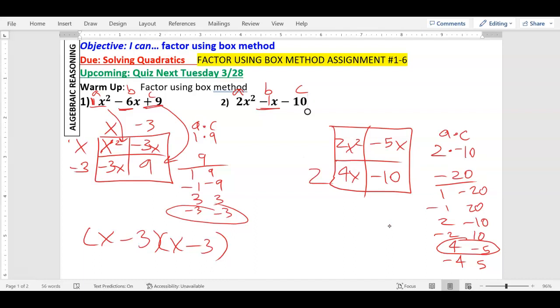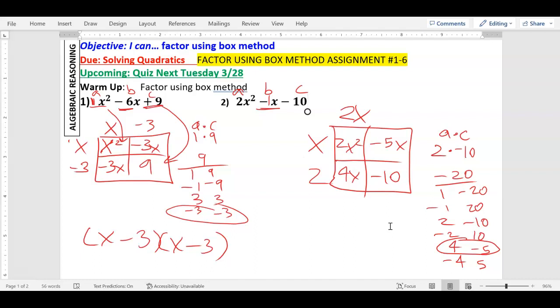Next column, 2x squared and minus 5x. 2 and negative 5 have no common factor, okay? But they both have an x. Put an x. Okay, vertically, 2x squared, 4x. Now the 2 and the 4 have a common factor. 2 goes into 2, 2 goes into 4. Put a 2 there. And they both share an x. Please be careful. If they both share an x, don't forget to put the x there. And then vertically right here, negative 5, negative 10.